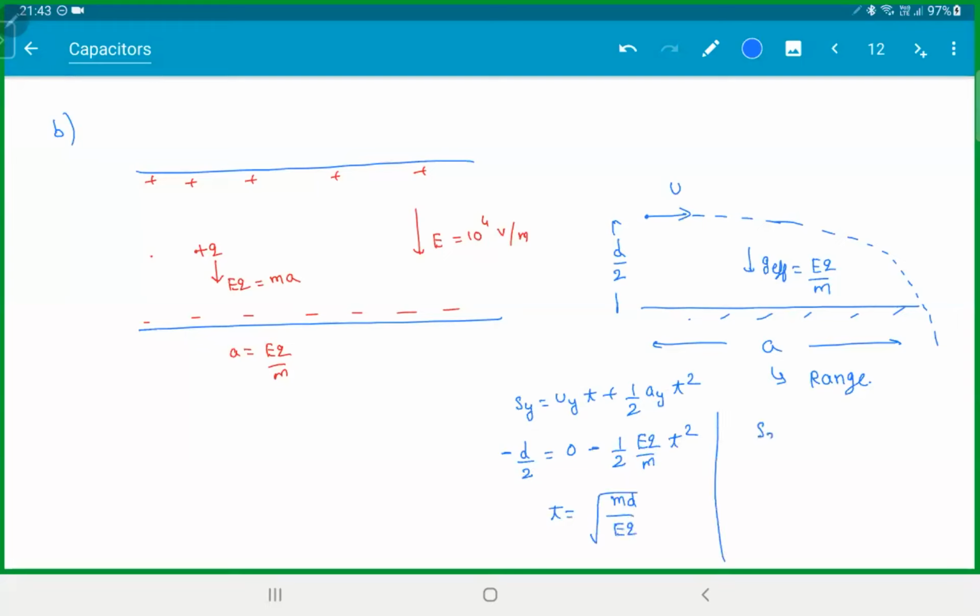Range is nothing but Sx is equal to Ux into time of flight plus half Ax T square. I'm just using basic kinematics, people. So range will be A, Ux will be U, and time of flight will be root of MD by EQ. Ax is 0 anyway. So from here you get U is equal to root over EQ by MD into A. This is your minimum speed. Please check. The whole question becomes a projectile motion question. Sir, in place of G, we have to substitute EQ by M.